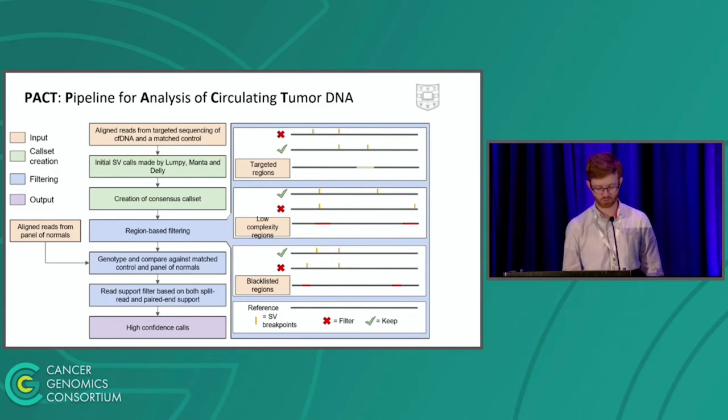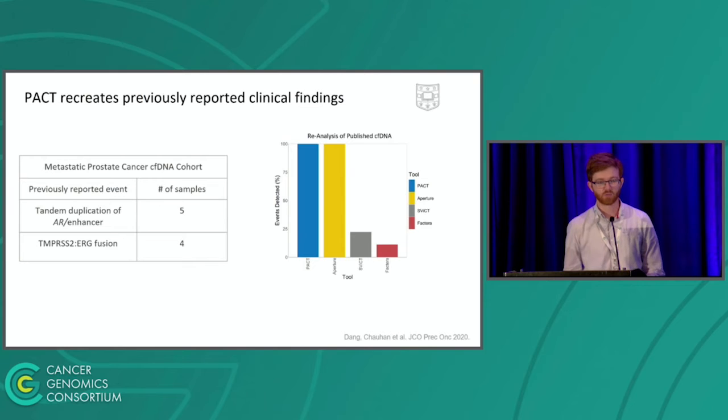So we went ahead and implemented this and began to assess performance by applying it to a public cell-free DNA data set from a prostate cancer cohort with previously validated SVs that were validated in the matched tumor samples from these individuals. And so when we applied these tools to the cell-free DNA, we found that both PACT and Aperture, which is one of the other tools we looked at, were both able to recreate 100% of those findings.